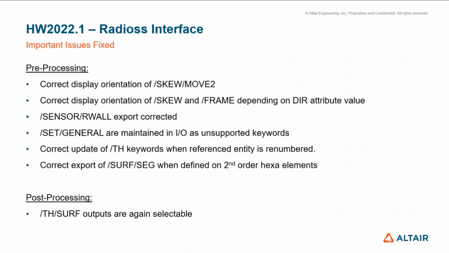And about the important issues that have been fixed in this release, this is a short list of the most important ones. I would just mention the first one, which was taken care of during the implementation of the coordinate system workflow. So we have a fix for the visualization of the skew and the display of the skew and frame with the new attribute values. For the rest, those are standard issues reported by customers which have been fixed in this release.